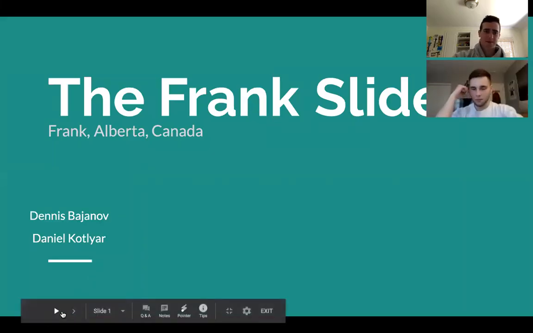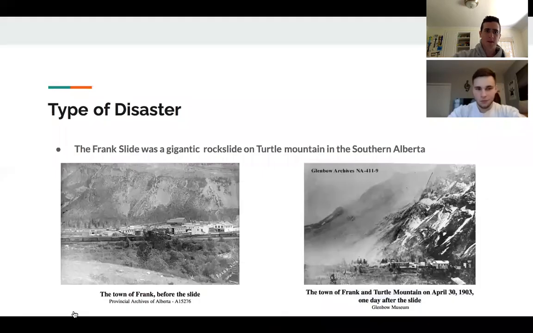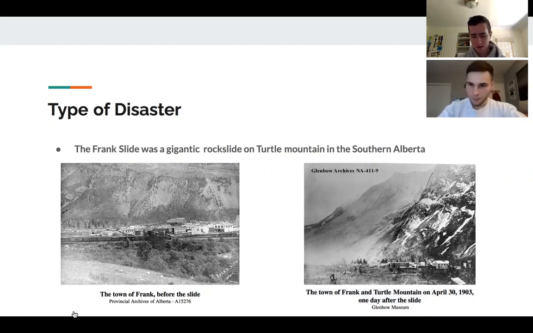So the Frank Slide, type of disaster. The Frank Slide was one of Canada's largest rock slides, which buried parts of the town Frank in Alberta. The slide was a translational mass wasting event, meaning that the mass of rock moved across a planar surface with little rotation.